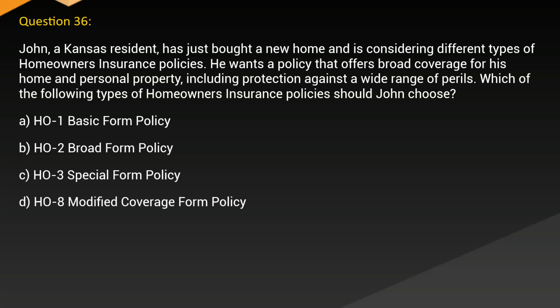Question 36. John, a Kansas resident, has just bought a new home and is considering different types of homeowners insurance policies. He wants a policy that offers broad coverage for his home and personal property, including protection against a wide range of perils. Which of the following types of homeowners insurance policies should John choose? A. HO1 Basic Form Policy. B. HO2 Broad Form Policy. C. HO3 Special Form Policy. D. HO8 Modified Coverage Form Policy.